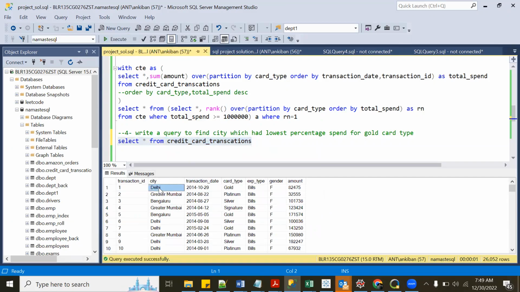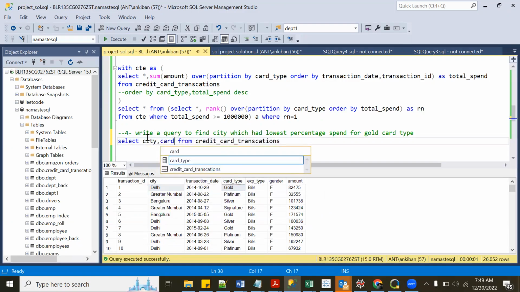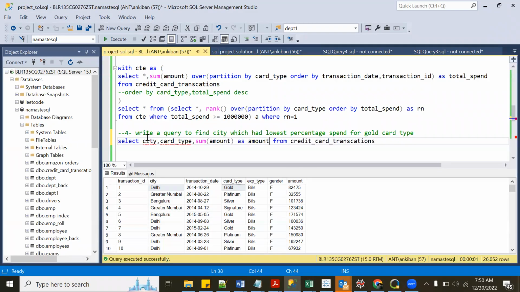Okay. So for each city, there is some spent on each card type. Let's find that out. So we'll say city, card type, and sum of amount as amount, let's say, group by city and card type.